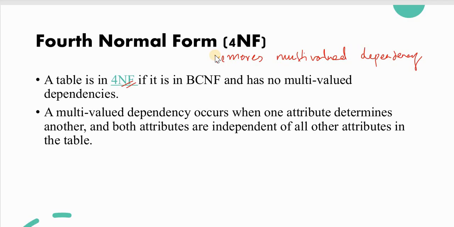A multi-value dependency occurs when one attribute determines the other and both attributes are independent of all other attributes in the table. Only then we can say that is a multi-value dependency. So we have to remove this multi-value dependency in the fourth normal form.